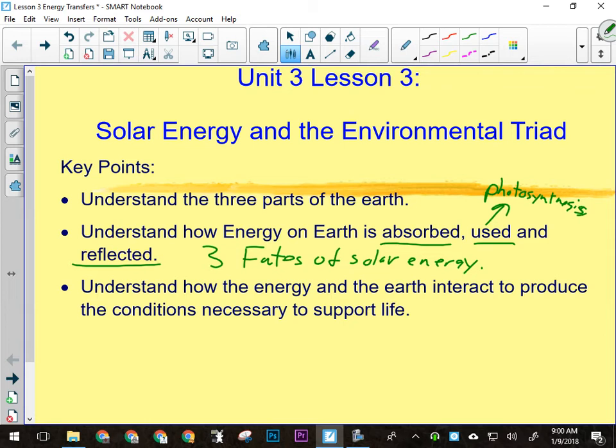If it hits a section of prairie, it's hitting plants. Unless it's hitting it right now, in which case it's hitting snow. Well, if it hits snow, what's a lot of it doing? It's getting reflected, because snow is highly reflective. It's white, and white reflects all colors of light. So some of that influences how much of the energy is getting used.